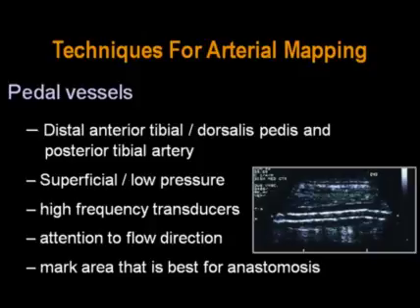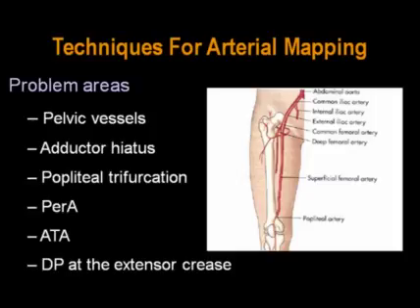Pay close attention to flow direction at these levels, as you may be fooled into believing that an artery with flow that's moving in the wrong direction is, in fact, patent, and you may have missed a significant stenosis or an occlusion above that level. Bypassing to that artery above that level could result in graft failure. So flow direction is important. And again, in terms of the distal leg and in the foot, you want to mark any areas that appear to be best for an anastomosis.